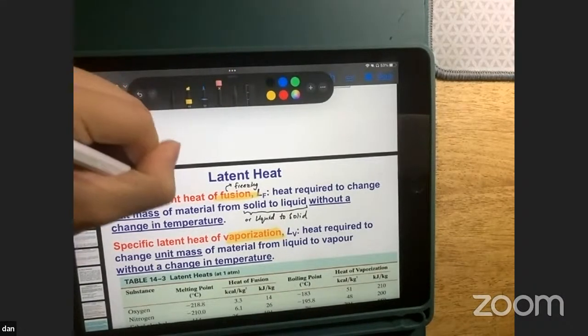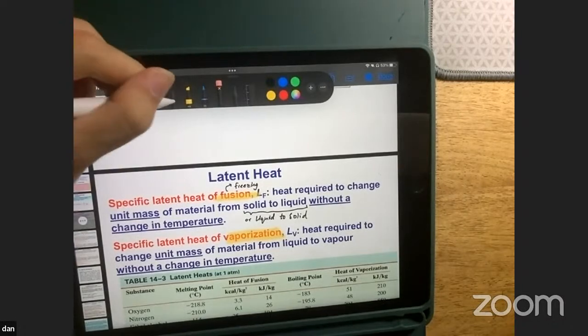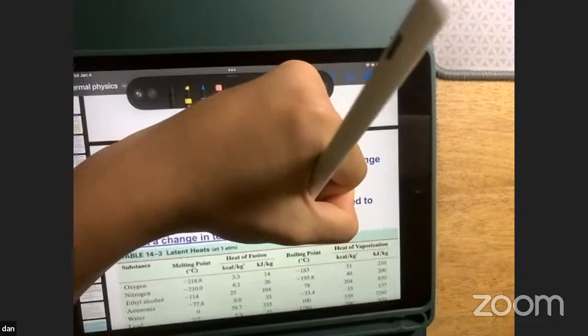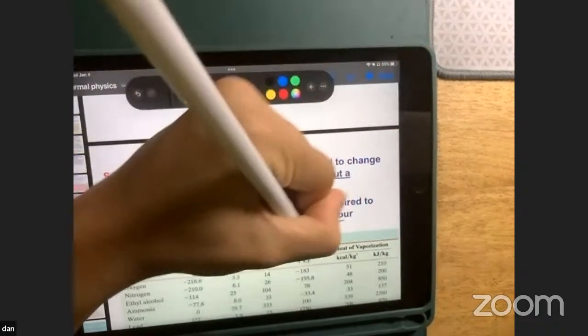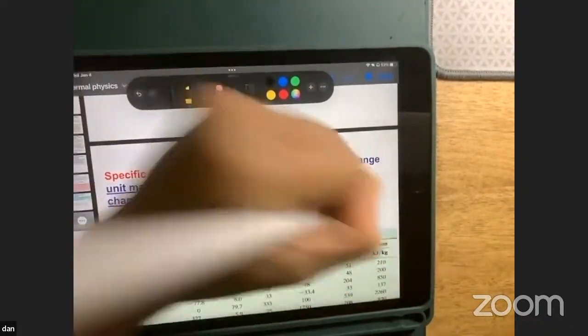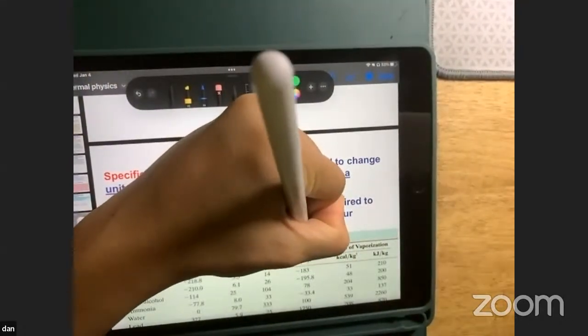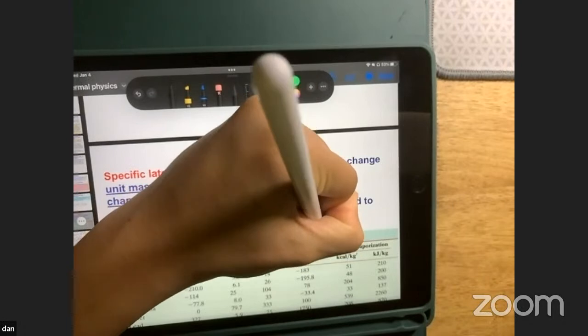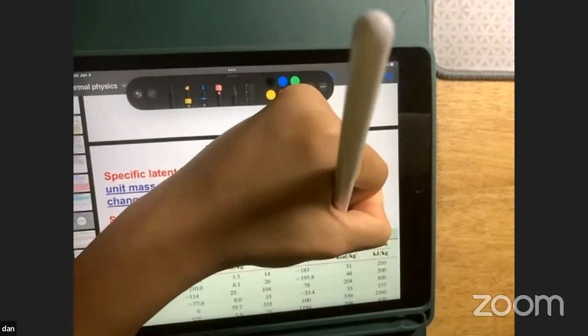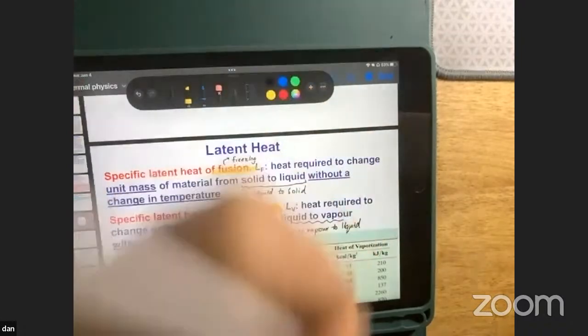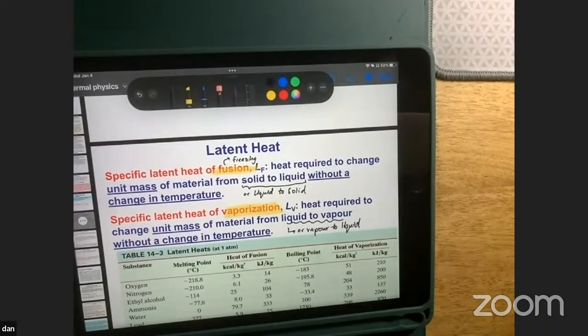Now, vaporization is from liquid to vapor. It could also be vapor to liquid, which is called condensation. What's vaporization? The nicer word for boiling. Can you say specific latent heat of boiling? No, they want vaporization.